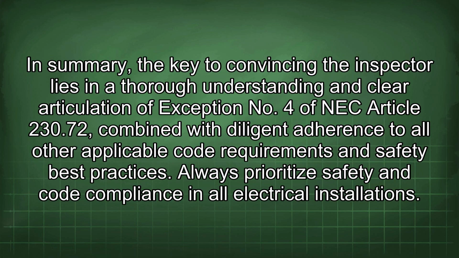In summary, the key to convincing the inspector lies in a thorough understanding and clear articulation of Exception No. 4 of NEC Article 230.72, combined with diligent adherence to all other applicable code requirements and safety best practices. Always prioritize safety and code compliance in all electrical installations.